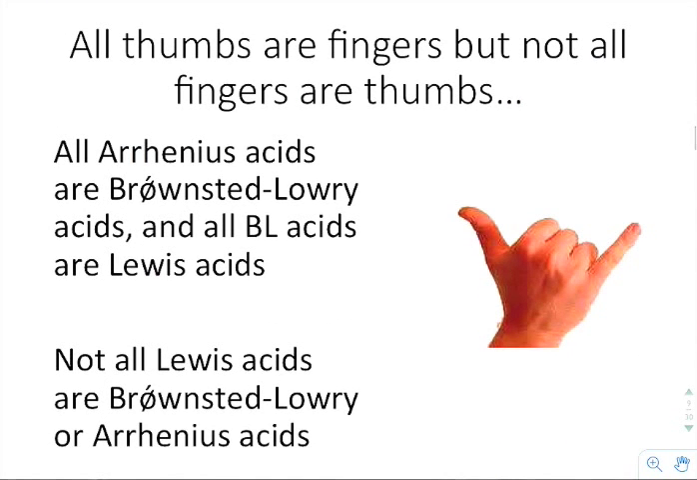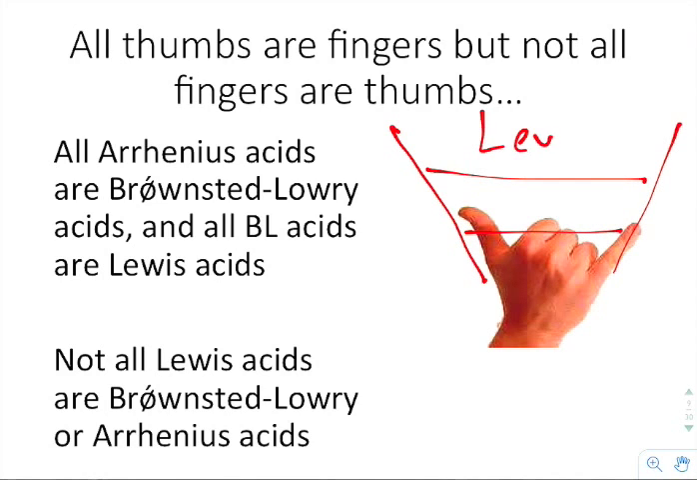Now, we have the rule: all thumbs are fingers, but not all fingers are thumbs. So whenever you look at this, all Arrhenius acids, you can think of them in degree of specificity. Lewis is the most broad. Bronsted-Lowry is next, and then Arrhenius is the most narrow definition. So all Arrhenius acids are Bronsted-Lowry acids, which are Lewis acids. But not all Lewis acids are Bronsted-Lowry acids, and not all are Arrhenius acids.